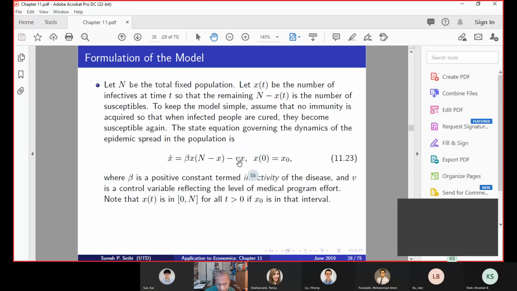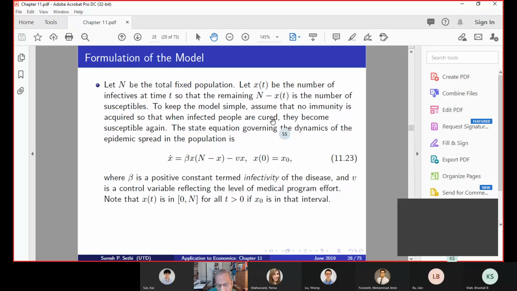Then a certain number of infected people get cured. Okay? And so that is our control variable. We can increase the cure rate by curing people, and then we can decrease the number of infected people at a faster rate than without that. Without that, this is the model. And then sometimes infected people die. So this is called a SIR model.